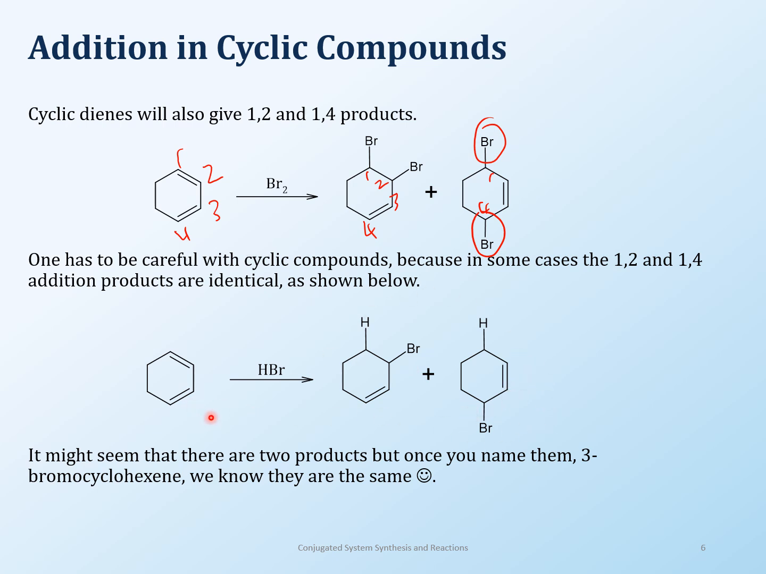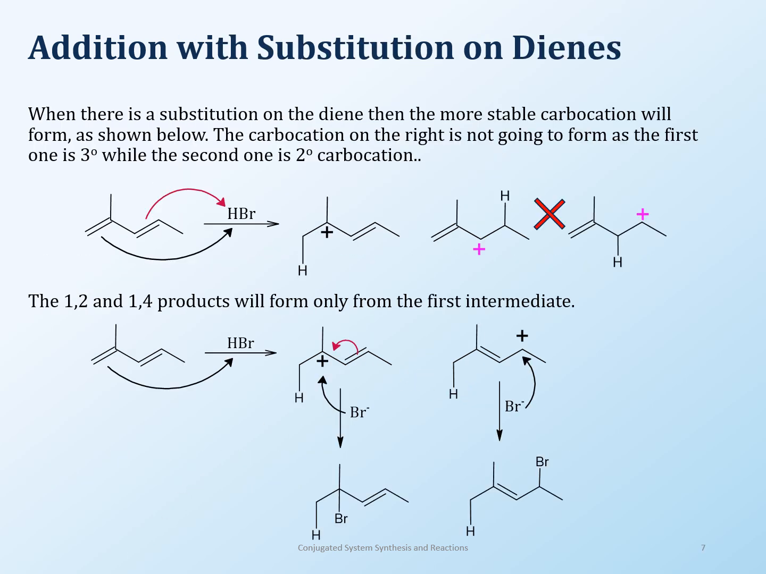So you have to be careful. With bromine, you get two products, but cyclohexadiene with HBr gives you only one product. Depending on what you want, you just make what you want. I'm just saying be careful that just because you can write two things does not mean they're different. So always number your carbons, and if you're ever in doubt, name the structures and see if you're coming up with different names.